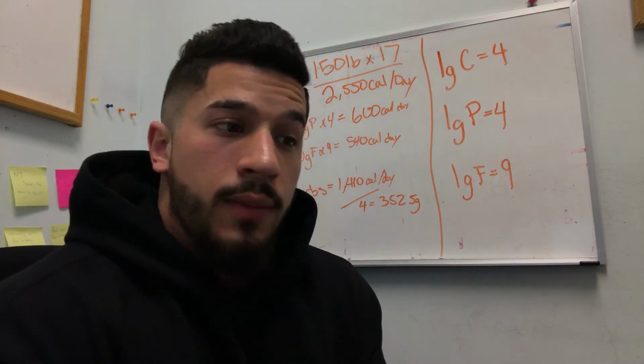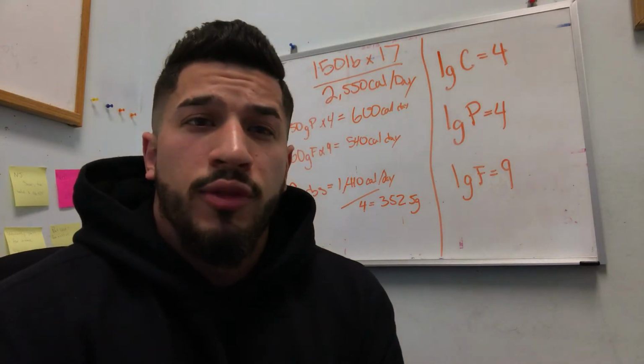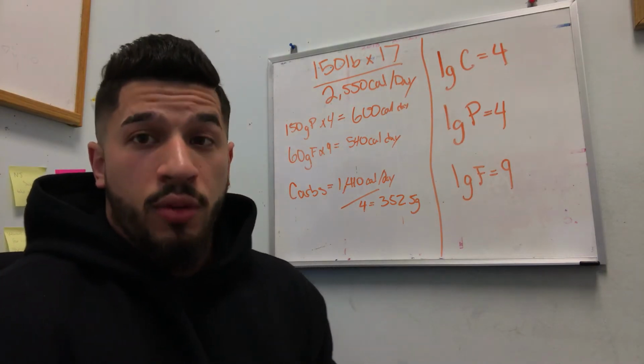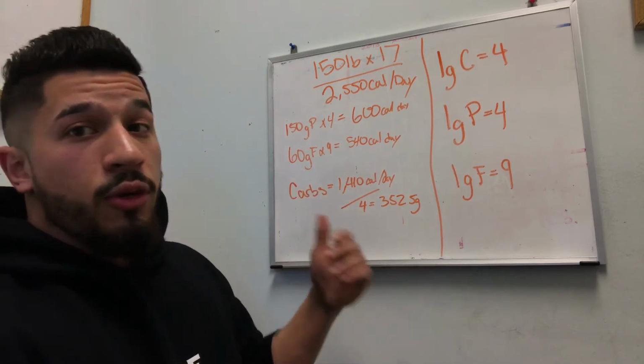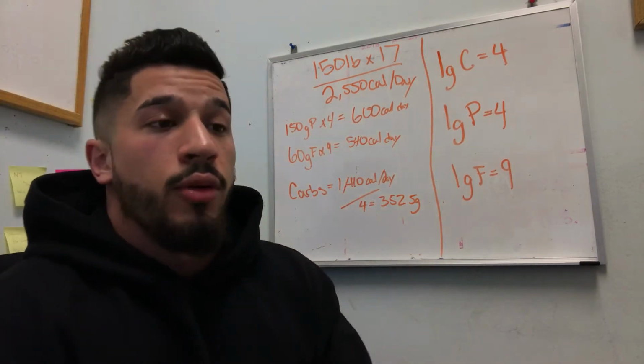After that, we have to do our fat. And for fat, I like to use 0.4 grams of fat per pound of body weight. So we're going to do 150 times 0.4. It's going to give us 60 grams of fat. Now remember, it's 9 calories per gram of fat, so we're going to multiply by 9. It's going to give me 540 calories per day.